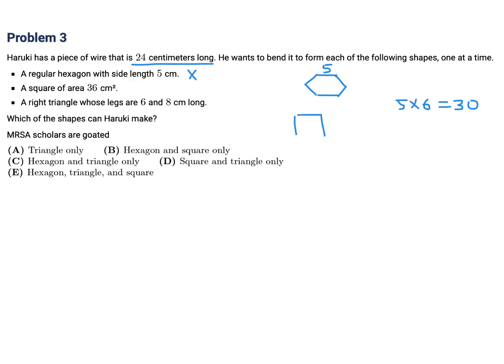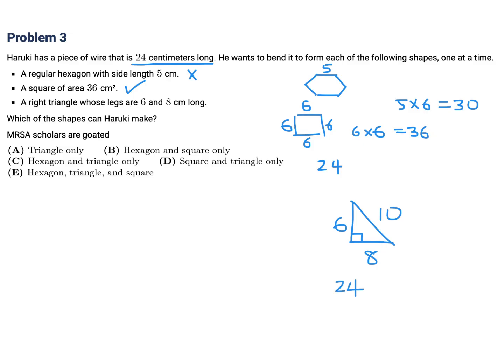Square of area 36. Okay, so that means the side lengths were 6 because the area is 6 times 6. And therefore the perimeter would be 24. So that he can, because he has enough of the wire. Right triangle with legs 6 and 8. Okay, so here's the right triangle. Here's 6, here's 8. Using Pythagoras or even by memory, you can figure out that that's 10, the hypotenuse. And therefore the perimeter would be 24. So that also can be made. So it looks like the square and the triangle. So square and the triangle are choice D, I believe.